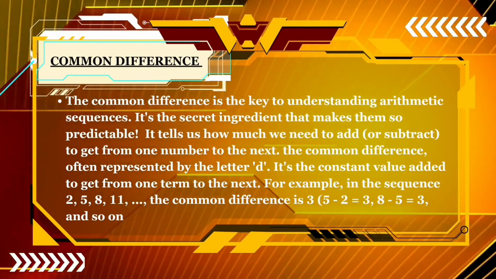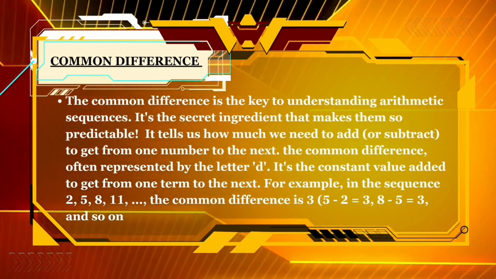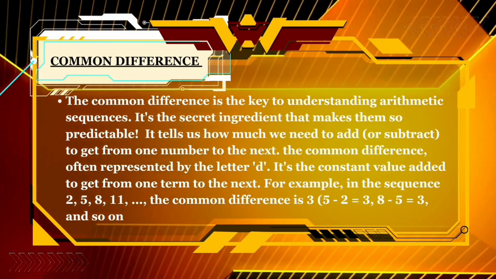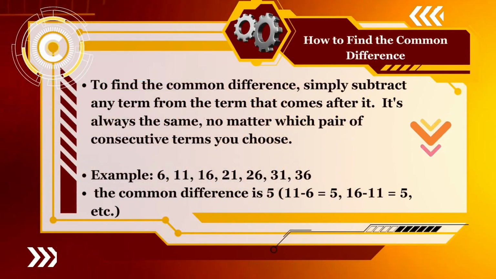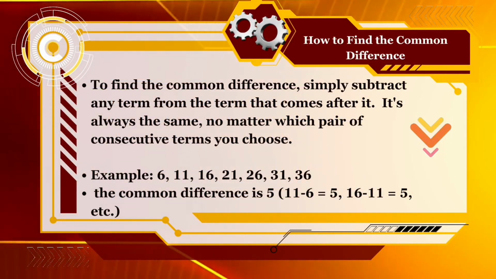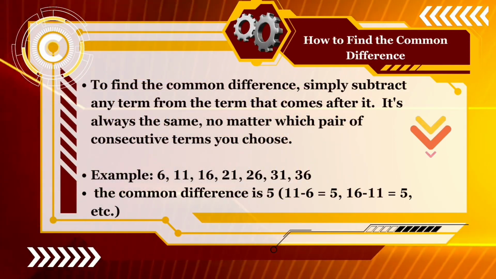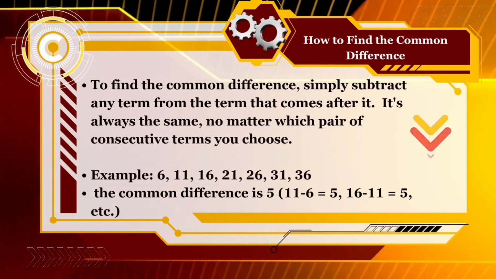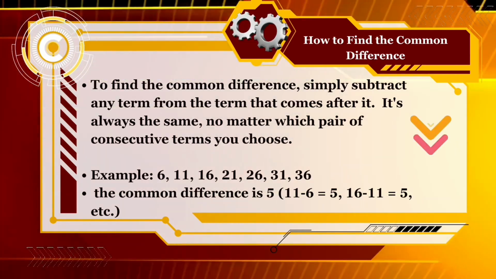The common difference is 3. 5 minus 2 equals 3. 8 minus 5 equals 3, and so on. To find the common difference, simply subtract any term from the term that comes after it. It's always the same, no matter which pair of consecutive terms you choose.